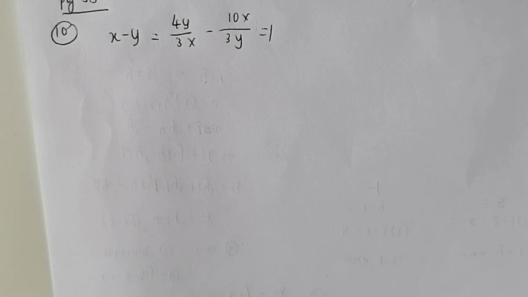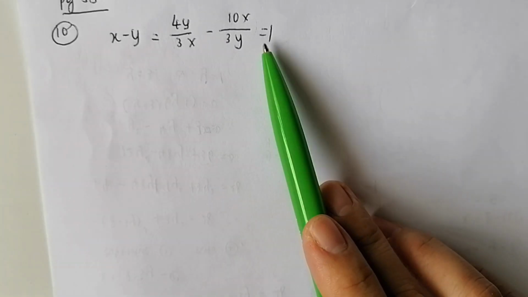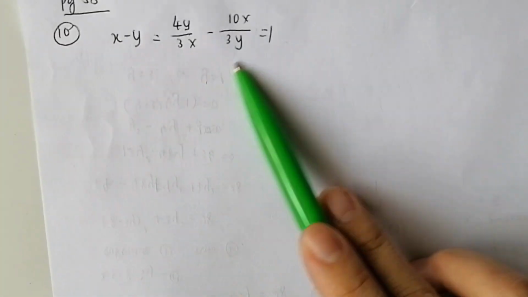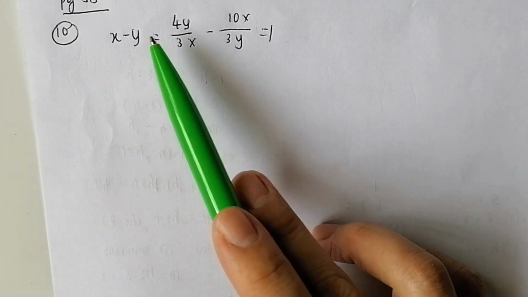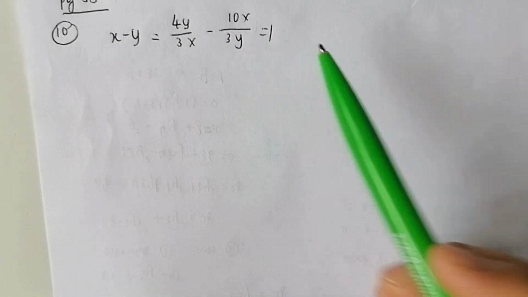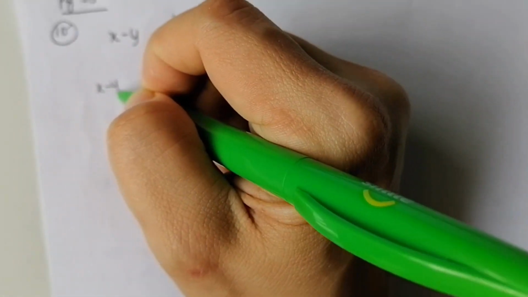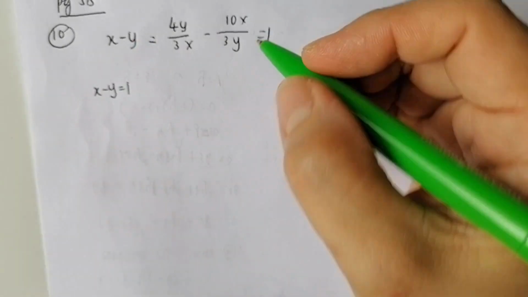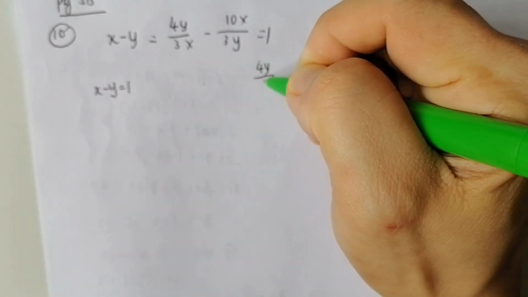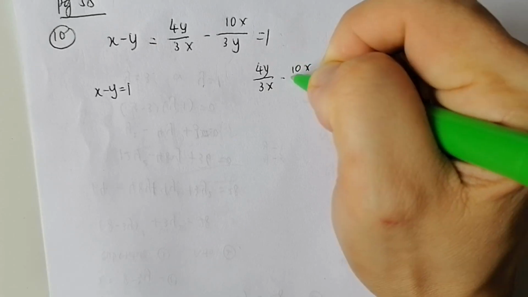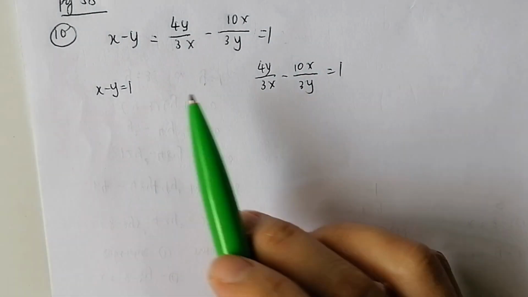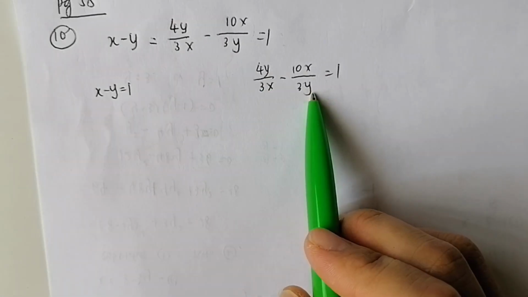I'm sure your answer will be that 1 is the simplest among these 3. So actually the way to do this type of question is we let the other 2 pair with the easiest one, 1. That means you form your own equations. x minus y equal to 1, this one pairs with 1. Another one will be 4y over 3x minus 10x over 3y, also paired with 1. Okay, so we separate into 2 equations first.